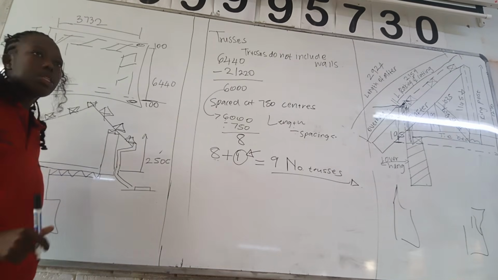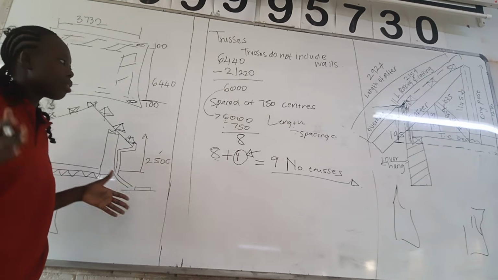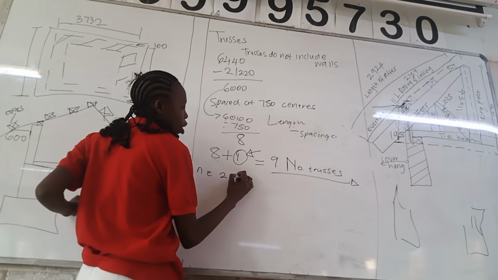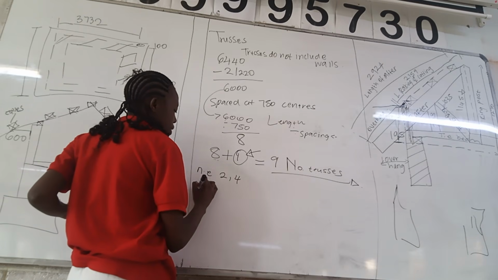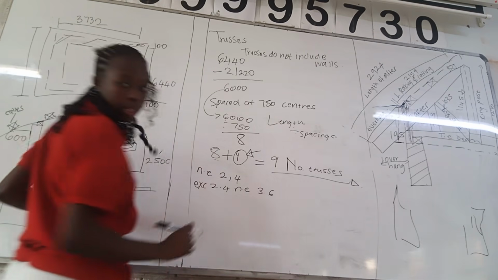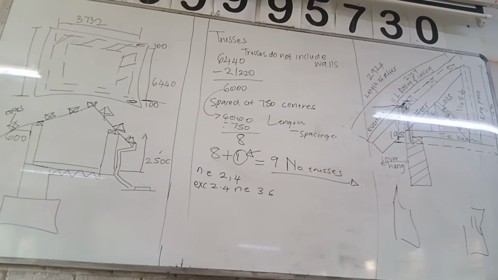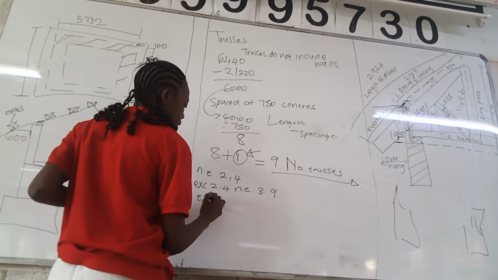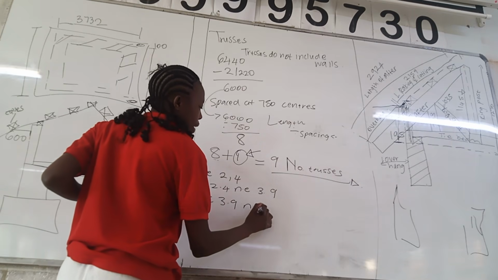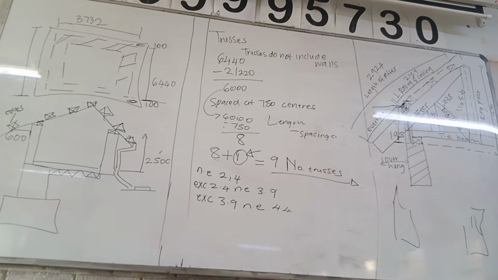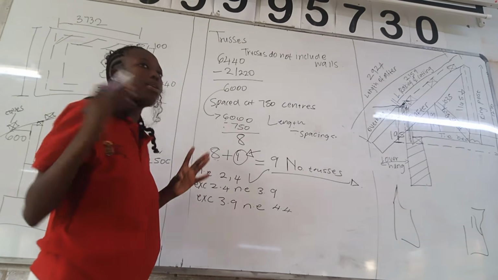So when we are dealing with trusses, there are lengths for trusses again. There's a length that is not exceeding 2,4. There's a length that is exceeding 2,4, but not exceeding 3,6. Is it 3,6 or 3,9? It's 3,9. And then there's a length that is exceeding 3,9 but not exceeding 4,4. Okay, so we are going to start with the trusses that are not exceeding 2,4.